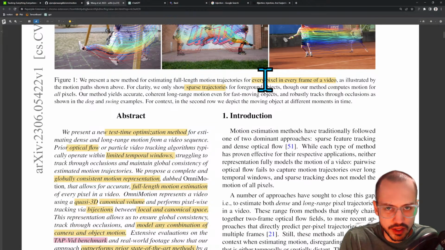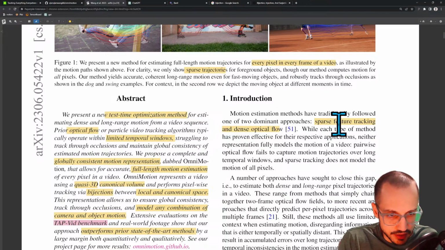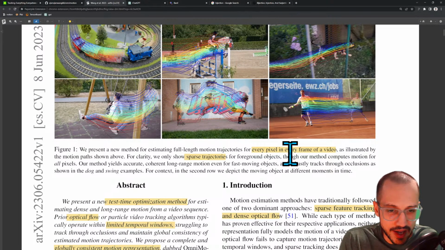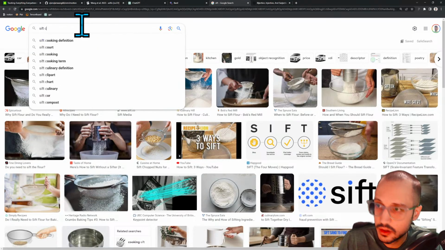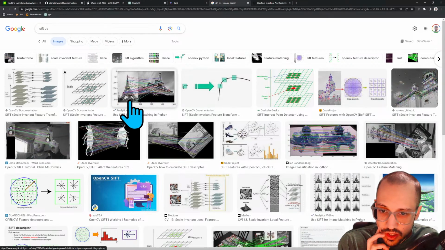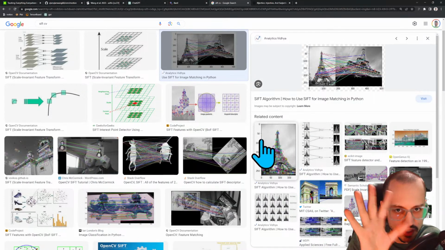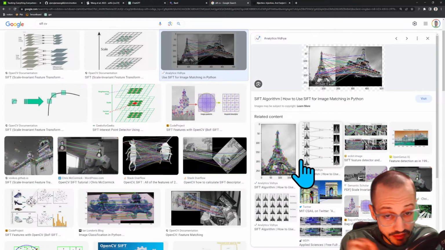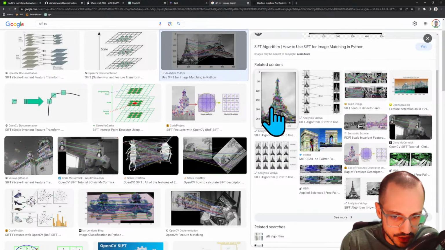All right. Motion estimation methods have traditionally followed one of two dominant approaches: sparse feature tracking and dense optical flow. So sparse feature tracking versus dense optical flow. What they're trying to piece out here is that in some techniques you have a sparse amount of things that you're tracking, right? So maybe one thing that's very common in older computer vision approaches are things like these SIFT features, right? Where you have usually corners and edges of an object that are very easy to recognize regardless of how the object is oriented. And then that means that you can find those same features across multiple frames, no matter how the movement happens. And then you can track those sparse features, right?